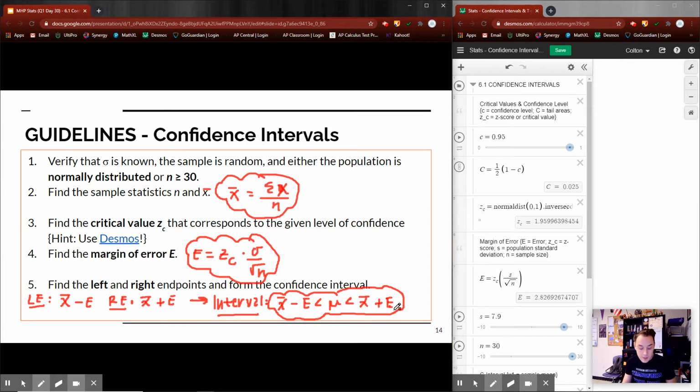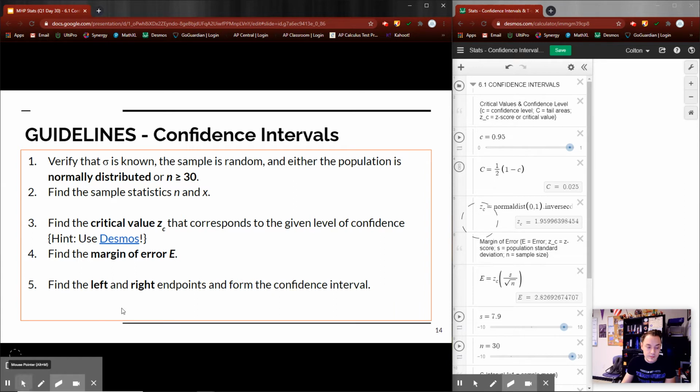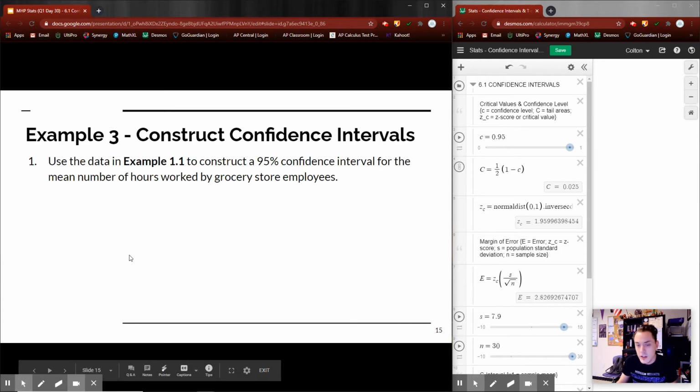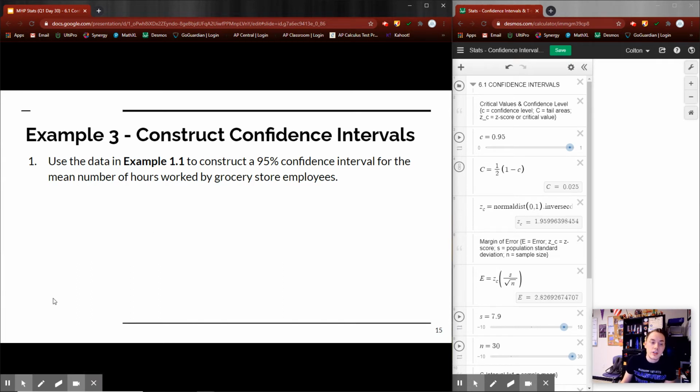So we're going to do the first couple by hand, probably just the first two, and then the rest we're going to be doing using Desmos. Okay? So let's erase. Construct confidence intervals. Use the data from example 1.1 to construct a 95% confidence interval for the mean number of hours worked by grocery store employees. So let's go to town on this.